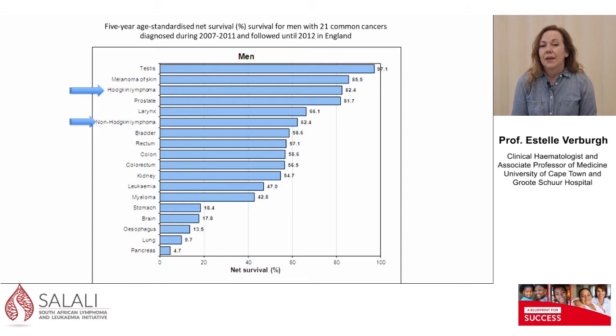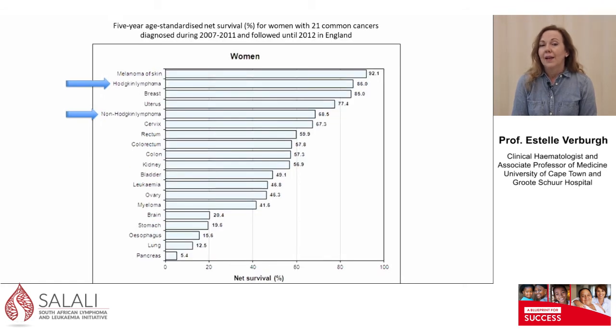And if we look at non-Hodgkin lymphoma, then we see it's also in the top 6 of good outcomes. So very, very important cancers for women. These 2 lymphomas are in the top 5 of good outcomes. So they are right up there with breast and uterus cancer.